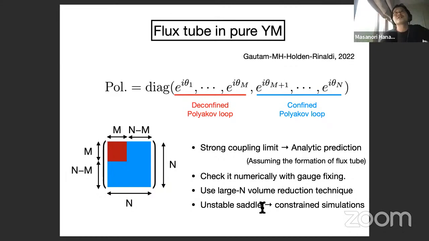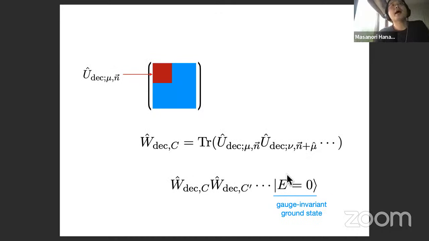And in terms of operators, we have a gauge invariant ground state. This is a very basic thing in the Kogut-Susskind formulation of lattice gauge theory. A physical partially deconfined state can be constructed just by taking U hat, which is a link variable. We take link variables in this sector, make a Wilson loop as a trace of a product of these, and act with this Wilson loop on this state.